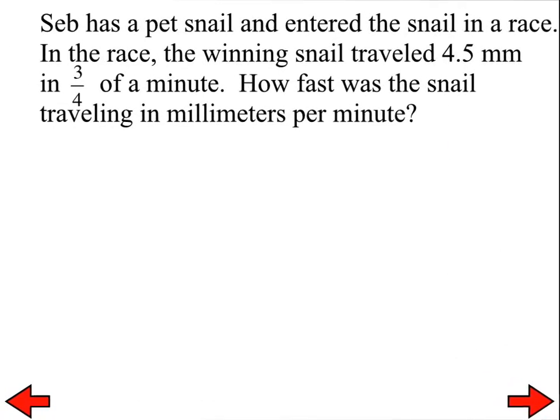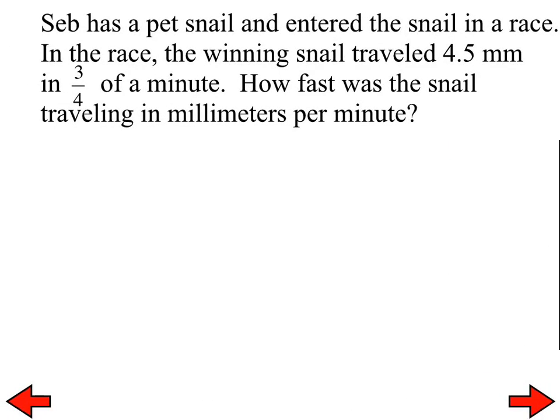This is a problem from last year, so I would like everybody to try and find the unit rate for that one. Seb has a pet snail and entered the snail in a race. In the race, the winning snail traveled 4.5 millimeters in 3/4 of a minute. How fast was the snail traveling in millimeters per minute? In other words, you're asked to find the unit rate. If you had me last year, we did this problem. Go ahead and find the unit rate.